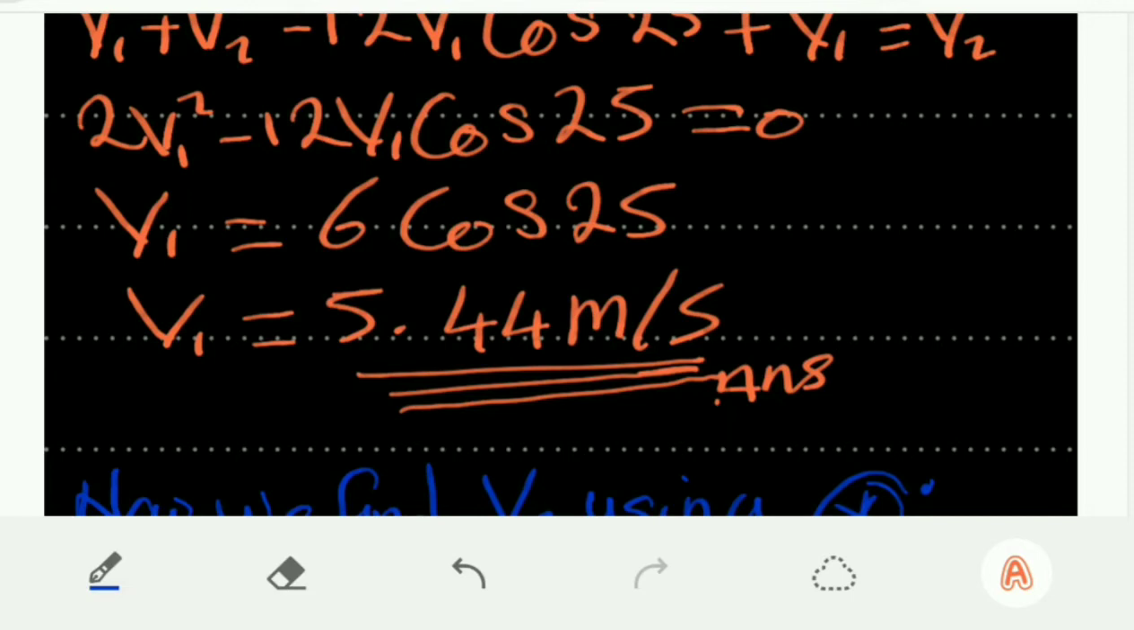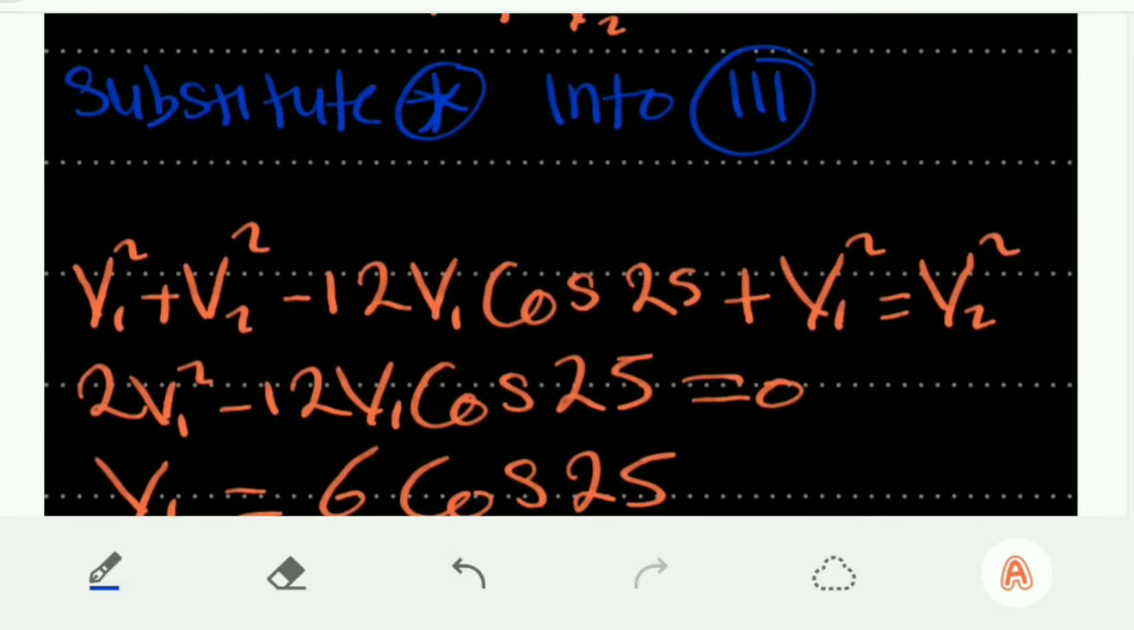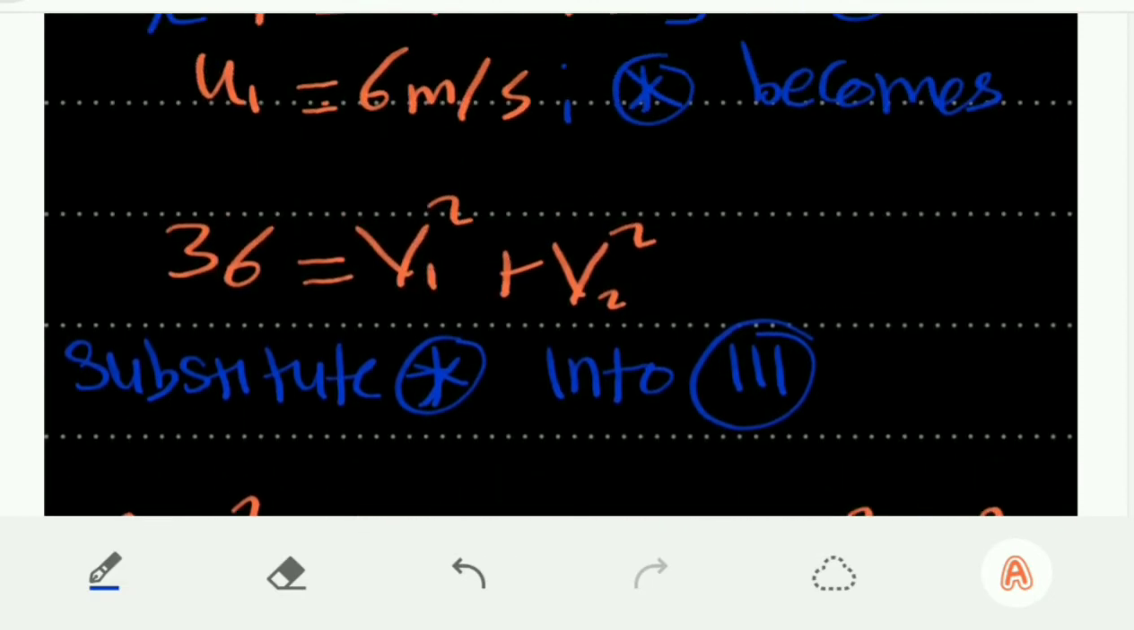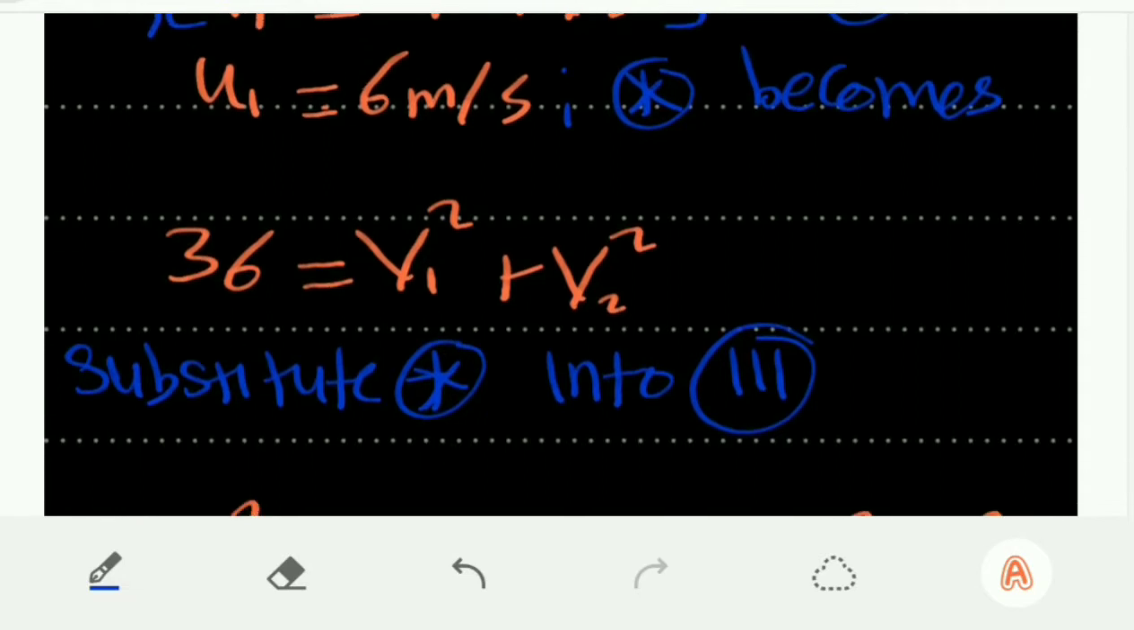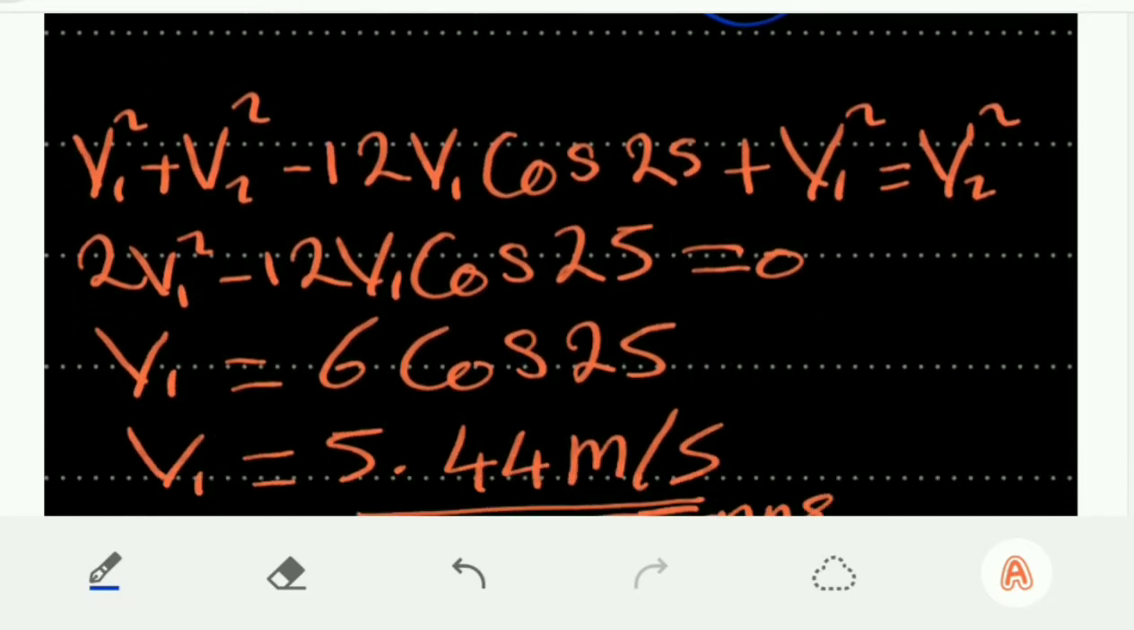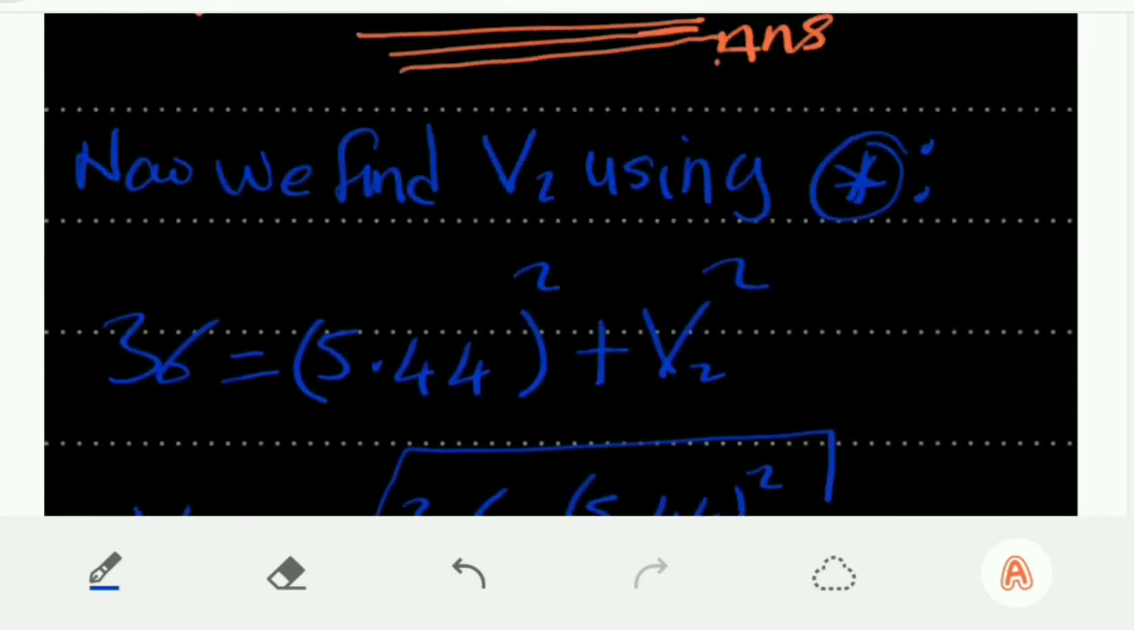So now that we have found our V1, we can easily find V2. Using which equation? We can use equation star, this one right here, the orange one. 36 equals V1 squared plus V2 squared. So now that we have our V1, you can simply substitute the value of V1 into this equation, and then we also solve for V2. So let's do that.